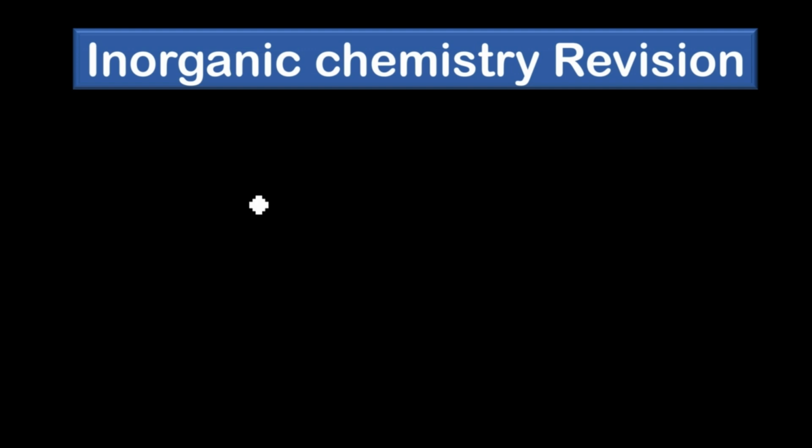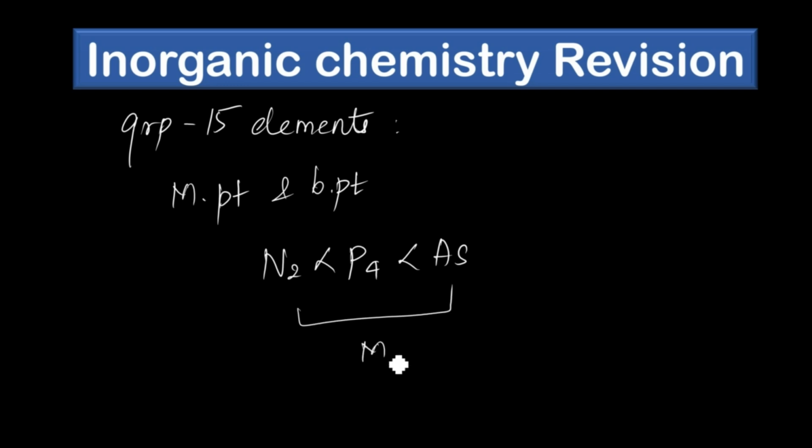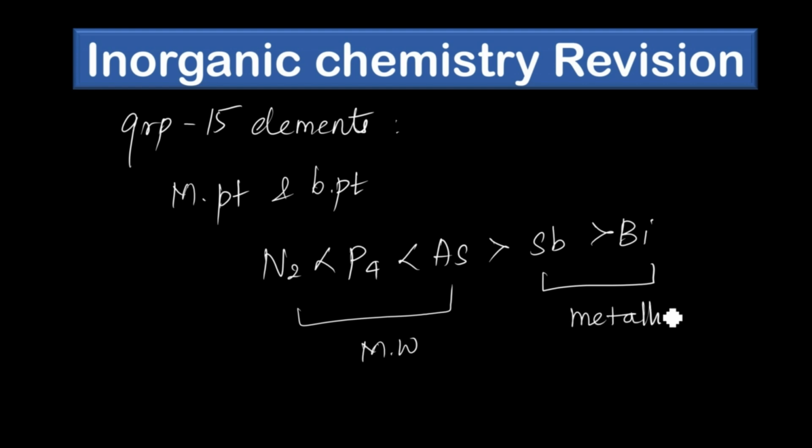Okay, then we are jumping to group 15 elements, which are nitrogen, phosphorus, arsenic, antimony, bismuth. The question can be asked from the melting and boiling points in case of physical properties. If I'm taking nitrogen, phosphorus, arsenic, these are having low melting point due to less molecular weight. But antimony, bismuth, these are having high boiling point because of metallic bond.